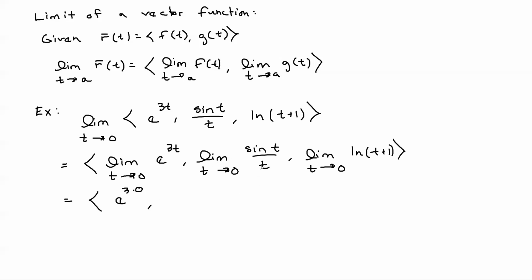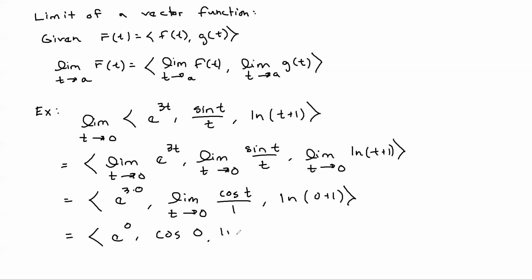Here, if you go try to plug in 0, you get 0 over 0. So 0 is not in the domain. But the fact that we get 0 over 0 will hopefully ring some bells that you could use L'Hopital's rule. So L'Hopital's rule tells us that we can differentiate the top and bottom, and the limit value will not change. So the derivative of sine gives us cosine, and the derivative of t is 1. And then here, 0 is in the domain, so we can plug in. Okay. And then we get e to the 0, cosine of 0, and then natural log of 1, which if we simplify is 1, 1, 0. Okay. And so there's an example of how to go through and find the limit of a vector function.